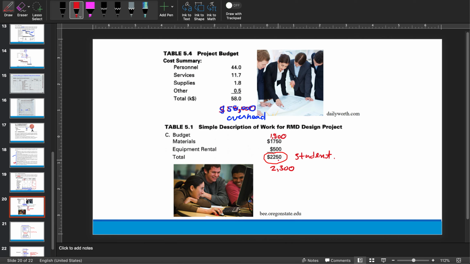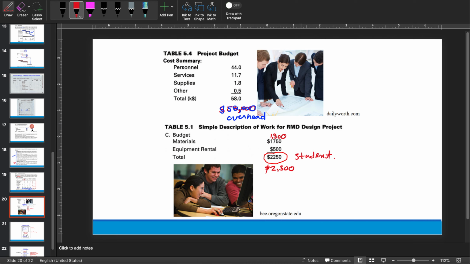Okay. But the actual cost of it is you have to add the $2,300 to a whopping $58,000. All right. And so this kind of shows you the difference. Okay. So up here, this is the job that you're going to be getting. You are going to be part of the personnel costs. Okay. You are going to inflict a lot of money costs here. A student project down here is only going to inflict this amount of costs.